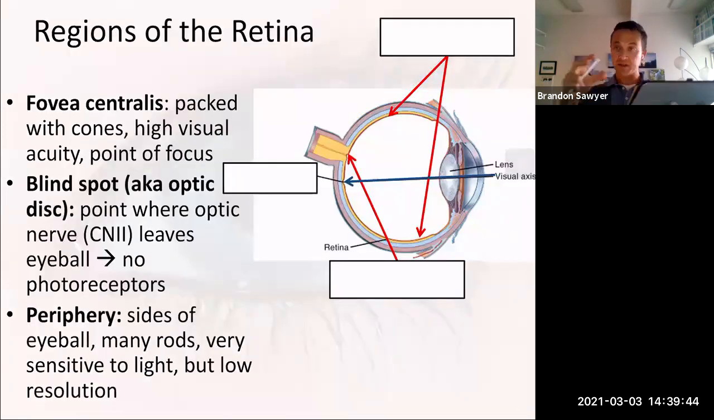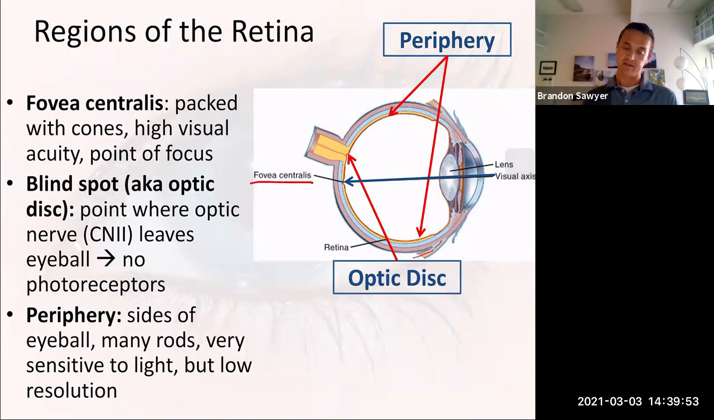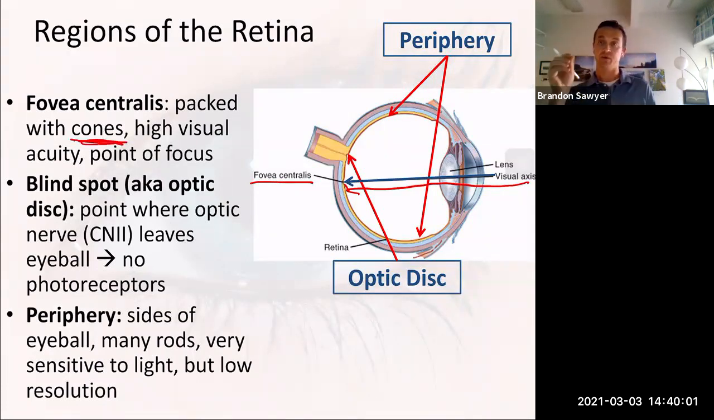Okay, so then we've got multiple broader regions of the retina. One important part is called the fovea centralis. Okay, fovea centralis is here. This is pretty much directly behind the pupil. This is packed with cones. This is where we find most of our cones. This is where high visual acuity happens. This is the focal point. This is where the lens is trying to focus the light. It's the point of focus.